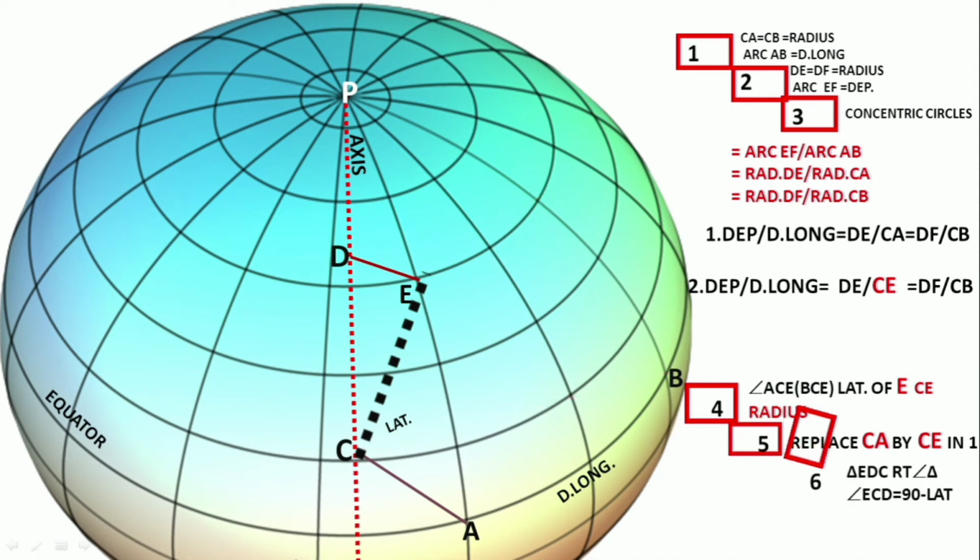Now I have got this triangle BEC, which is a right angle triangle. EDC, this was 90 degrees. So this is 90 degrees. This is your right angle triangle. This was 90 degrees, so the angle remaining at C is 90 minus latitude.